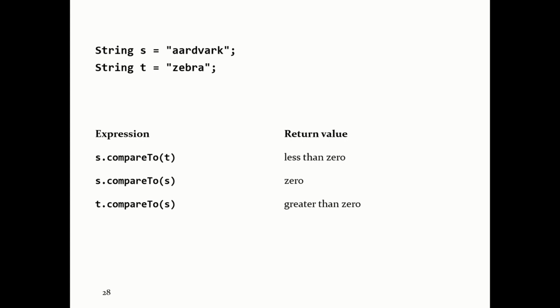Okay. So compareTo turns out to be very useful in computing applications because it's the equivalent of less than, greater than, and equal to for any user-defined type if the user defines compareTo for that type.